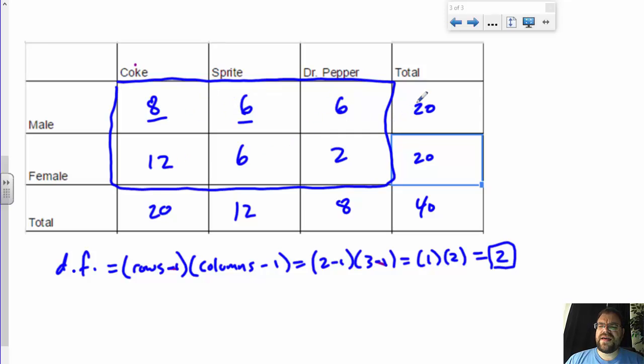Okay, so that's kind of how it works when I say there's 2 degrees of freedom. Once this one was known and this one is known, we know the rest of them. And these are the only 2 values that I was considering to be free. I kind of hope that makes sense. So that's what you're talking about for degrees of freedom.